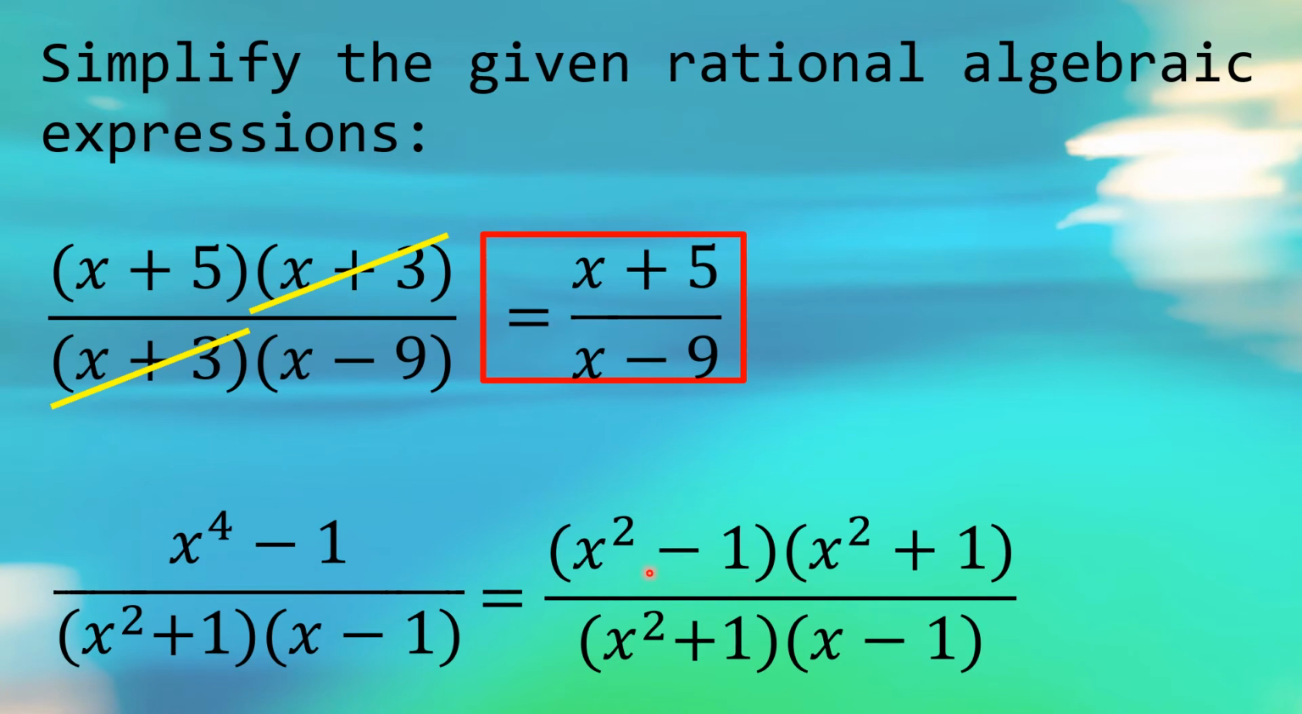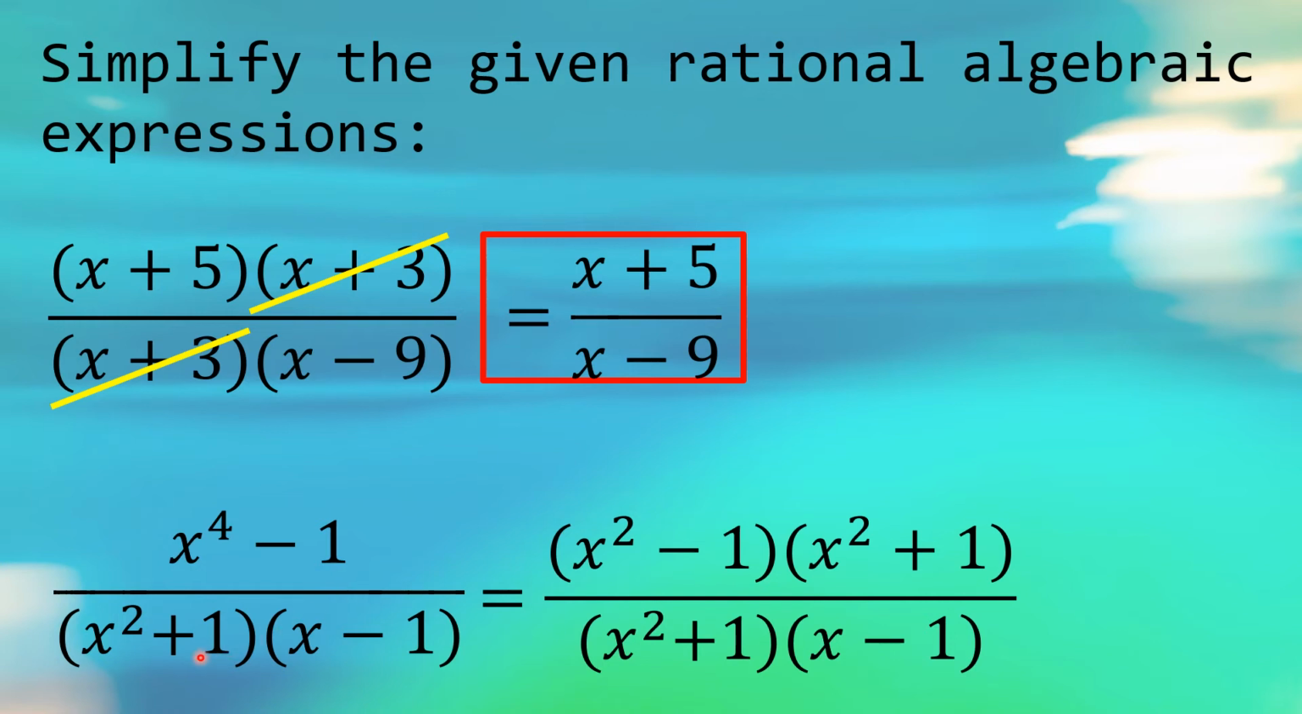Because when we multiply these given two binomials, the answer is x to the fourth power minus 1. X squared times x squared is x to the fourth because 2 plus 2 is 4. And then when we multiply negative 1 and positive 1, the answer is negative 1.